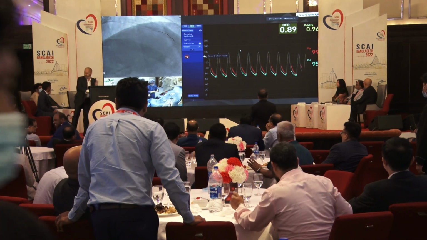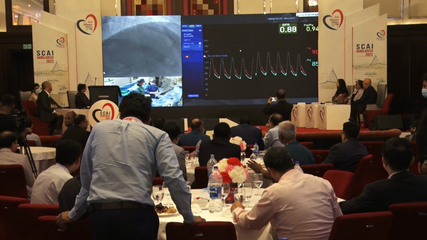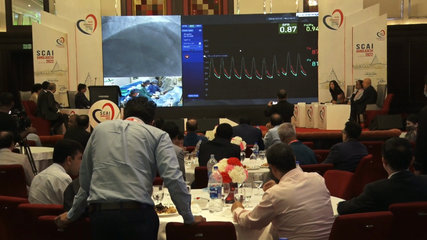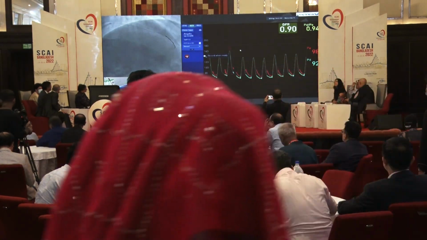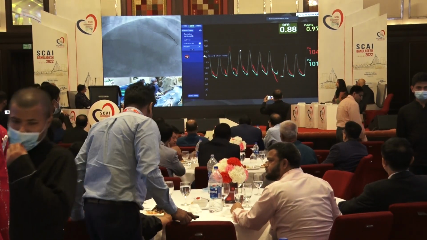How long is this balloon? 40. 40, very long, yeah? Do you want to switch to 20? No. So this is a 40 millimeter, 2.5 balloon. We don't have 40 millimeter balloons, right?